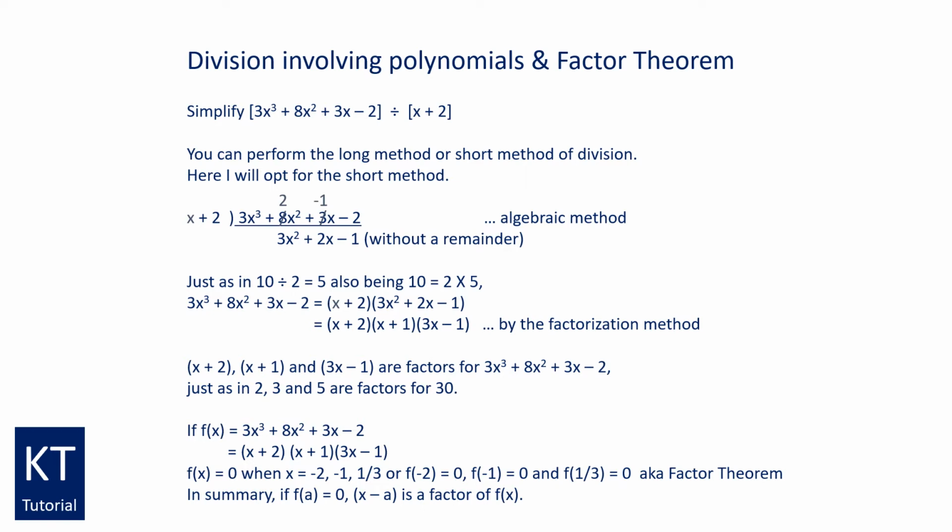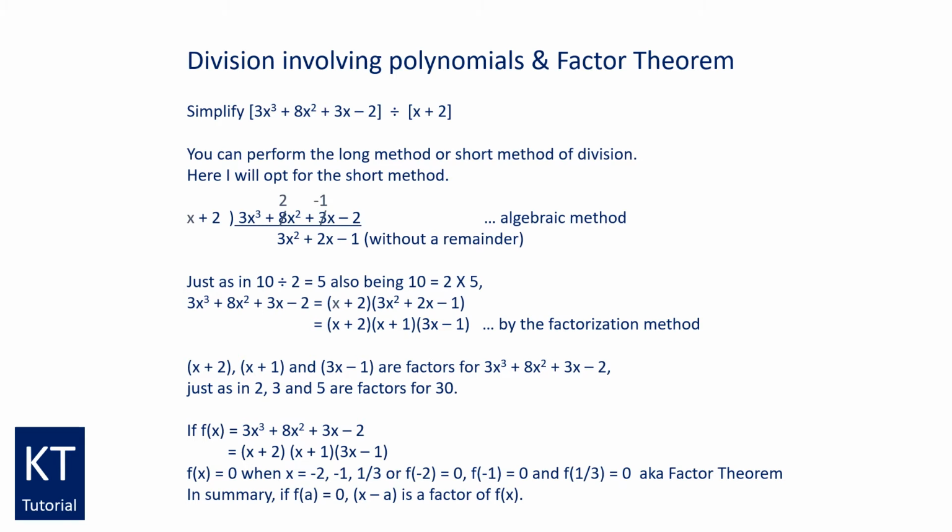Now, just as 10 divided by 2 equals 5 can be stated as 10 equals 2 times 5, 3x cubed plus 8x squared plus 3x minus 2 can be stated as being equal to the product of x plus 2 and 3x squared plus 2x minus 1. We can further factorize the quadratic portion for this to be equal to the product of x plus 2, x plus 1, and 3x minus 1.